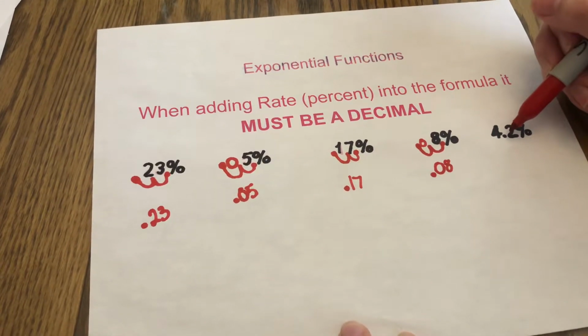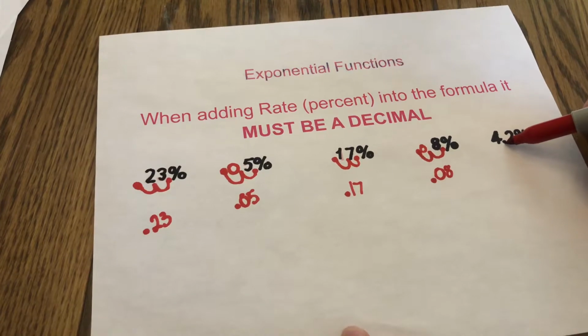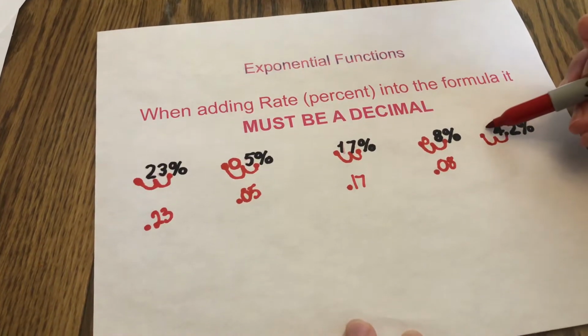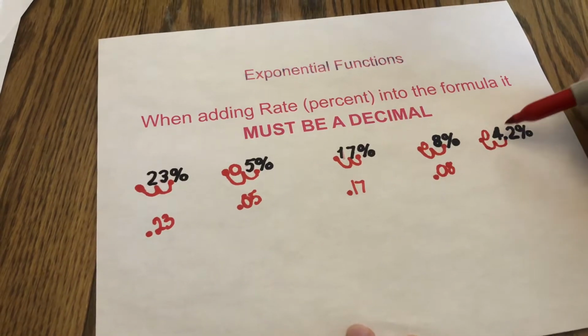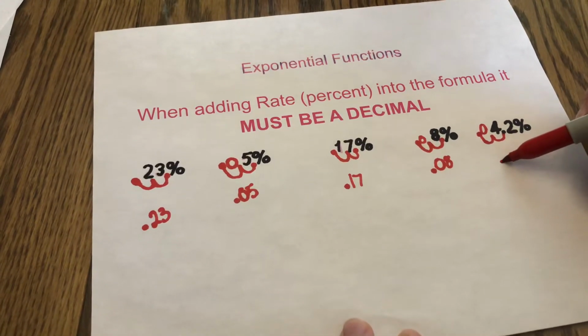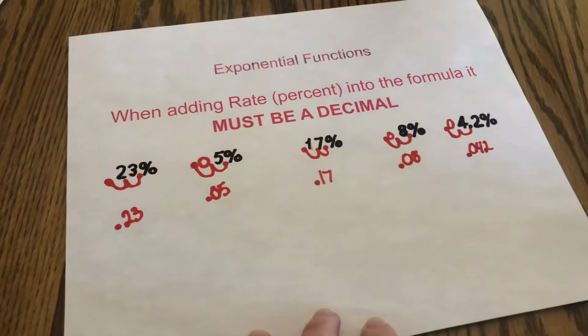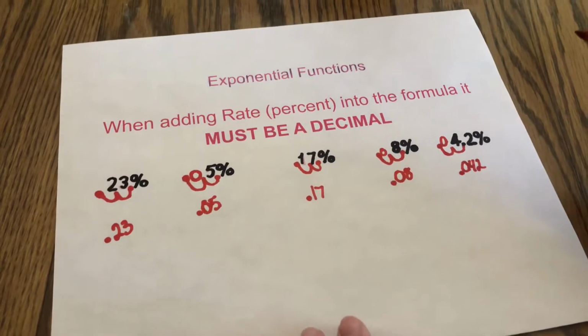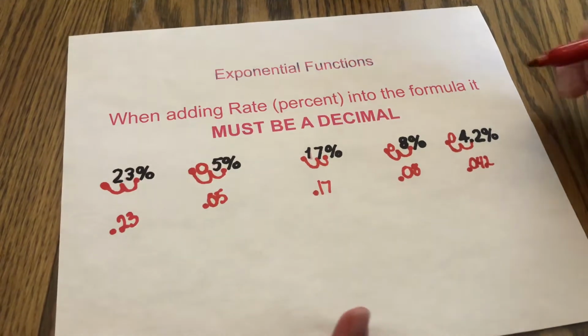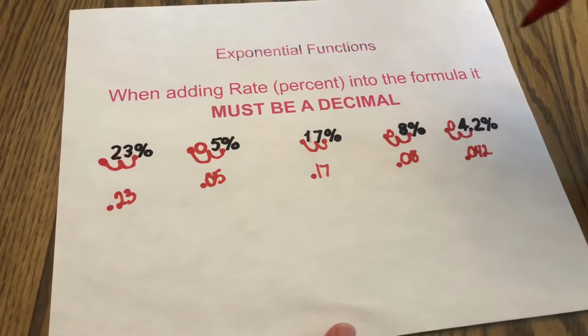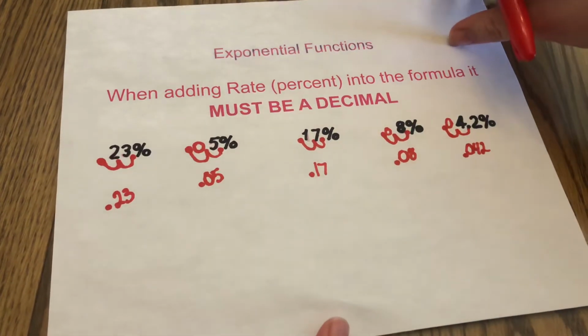This has the decimal point in it, so I'm going to use that decimal point. I'm going to move it over still 2 units. So 4.2% is 0.042 as a decimal. Okay, so keep that in mind. Rate has to be written as a decimal. All you're doing is using the number given and moving the decimal point over 2 units.